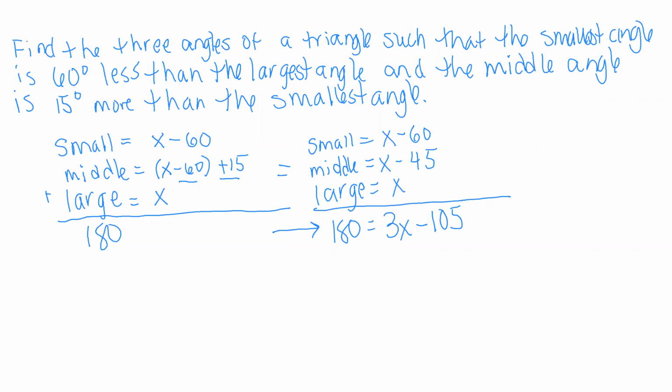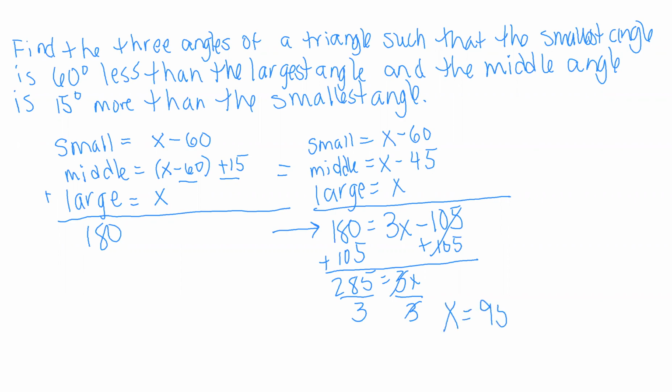All right, first step is to isolate the term that contains the variable. To do that, I'm going to add 105. The 105s cancel. I get 285 equals 3x. And now what we want to do is undo the multiplication of 3 and x. To do that, I would divide by 3. The 3s cancel, and I'm left with x is equal to 95.